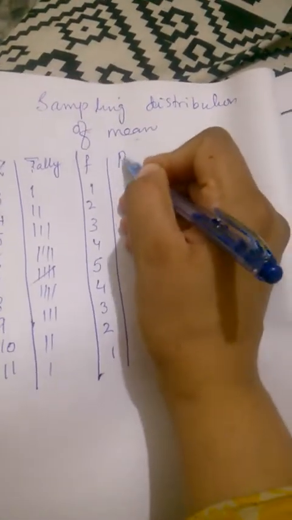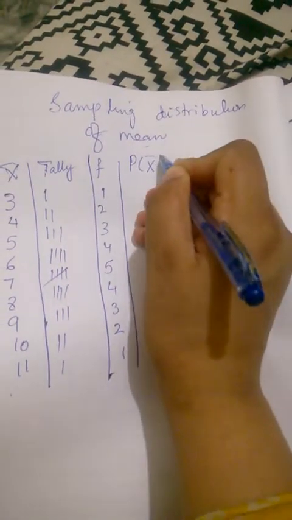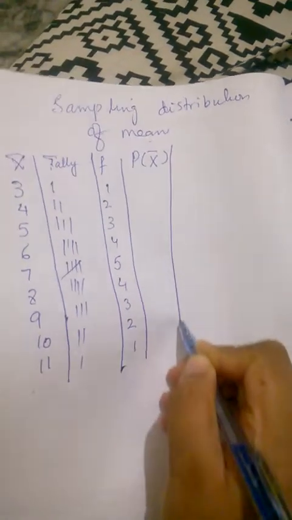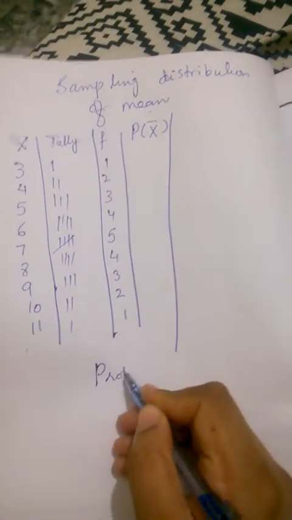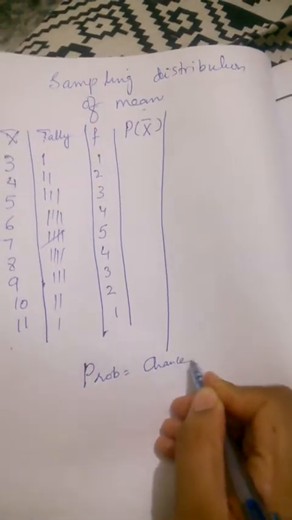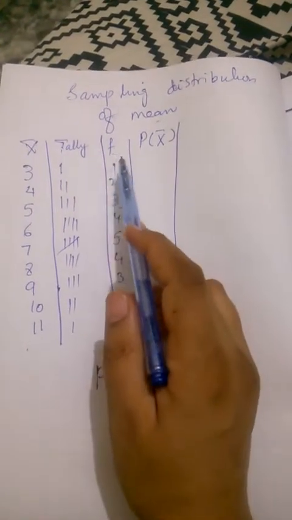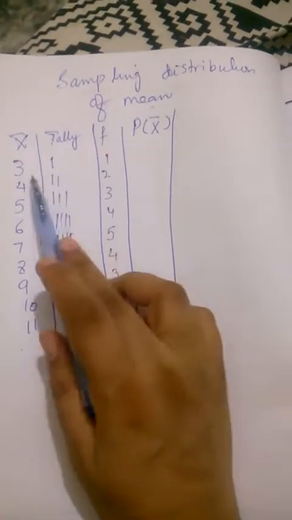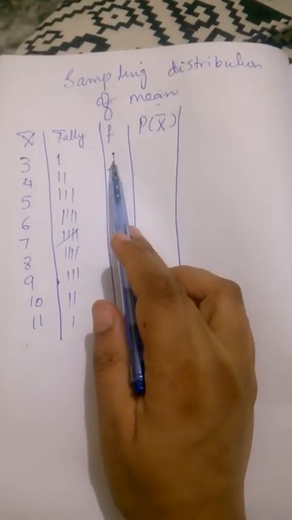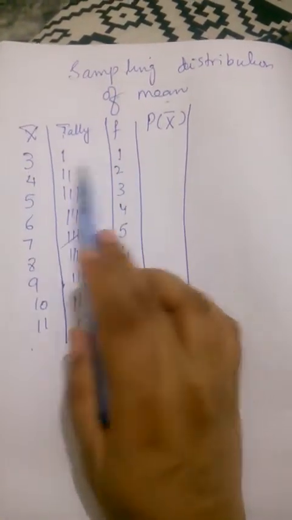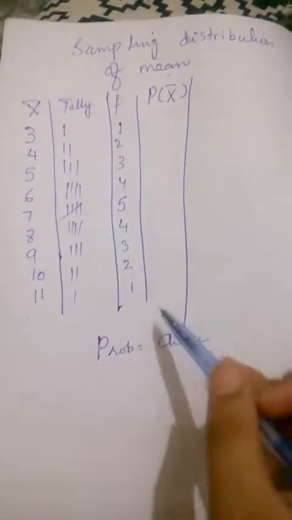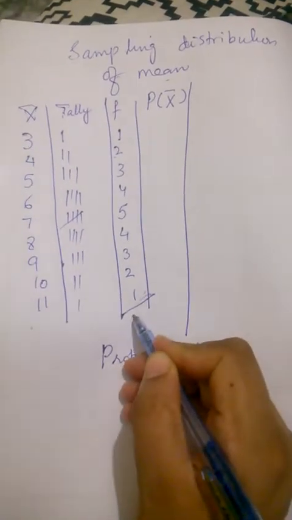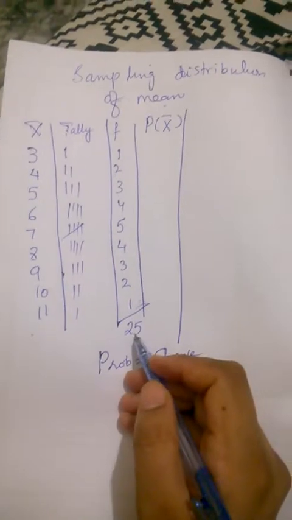Now you have to find the probability of each sample mean. P of x bar means probability of this mean. Probability is actually chance. Each sample mean appears equal to the number of its frequency. It means 3 appeared one time, 4 appeared two times, 5 appeared three times, 6 appeared four times. These are the chances of appearance. And what are the total chances? Total chances are 25, because there are 25 samples.